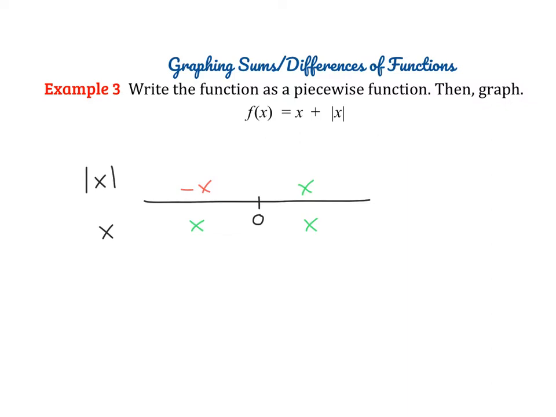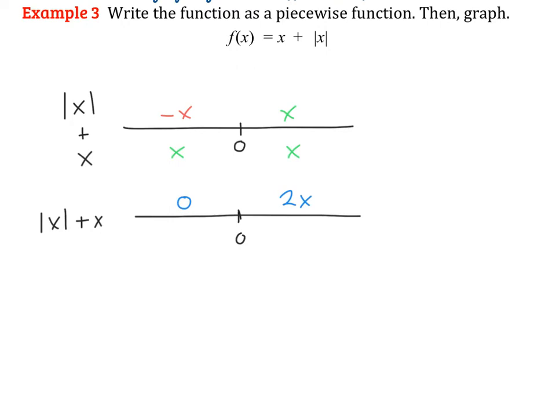So I'm just essentially going to add vertically, and what I have left is the absolute value of x plus x. So if I add in this first region, -x + x = 0. And if I add in the second region, x + x = 2x. So I can use this to write our function as a piecewise function. So we have 0 for all x values less than 0, and we have the function 2x for all x values greater than or equal to 0.